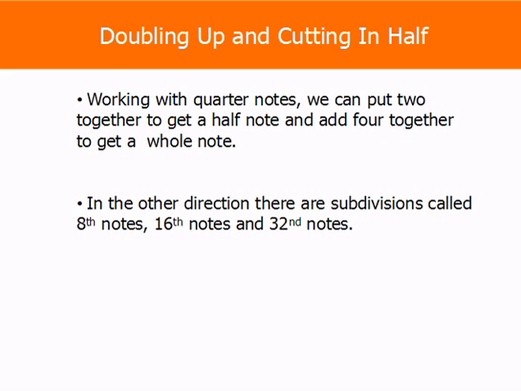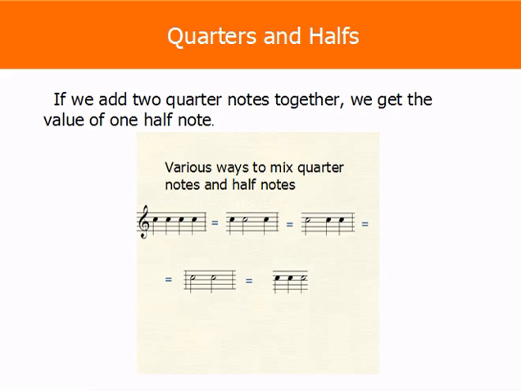Starting with quarter notes, we can put 2 together to get a half note, and 4 together to get a whole note. Going in the opposite direction, smaller units, there are subdivisions called eighth notes, 16th notes, 32nd notes. Now if we add 2 quarter notes together, we get the value of 1 half note. So there's 4 quarter notes in the first measure. The second measure, we've basically taken the 2 quarter notes and made them into 1 half note.